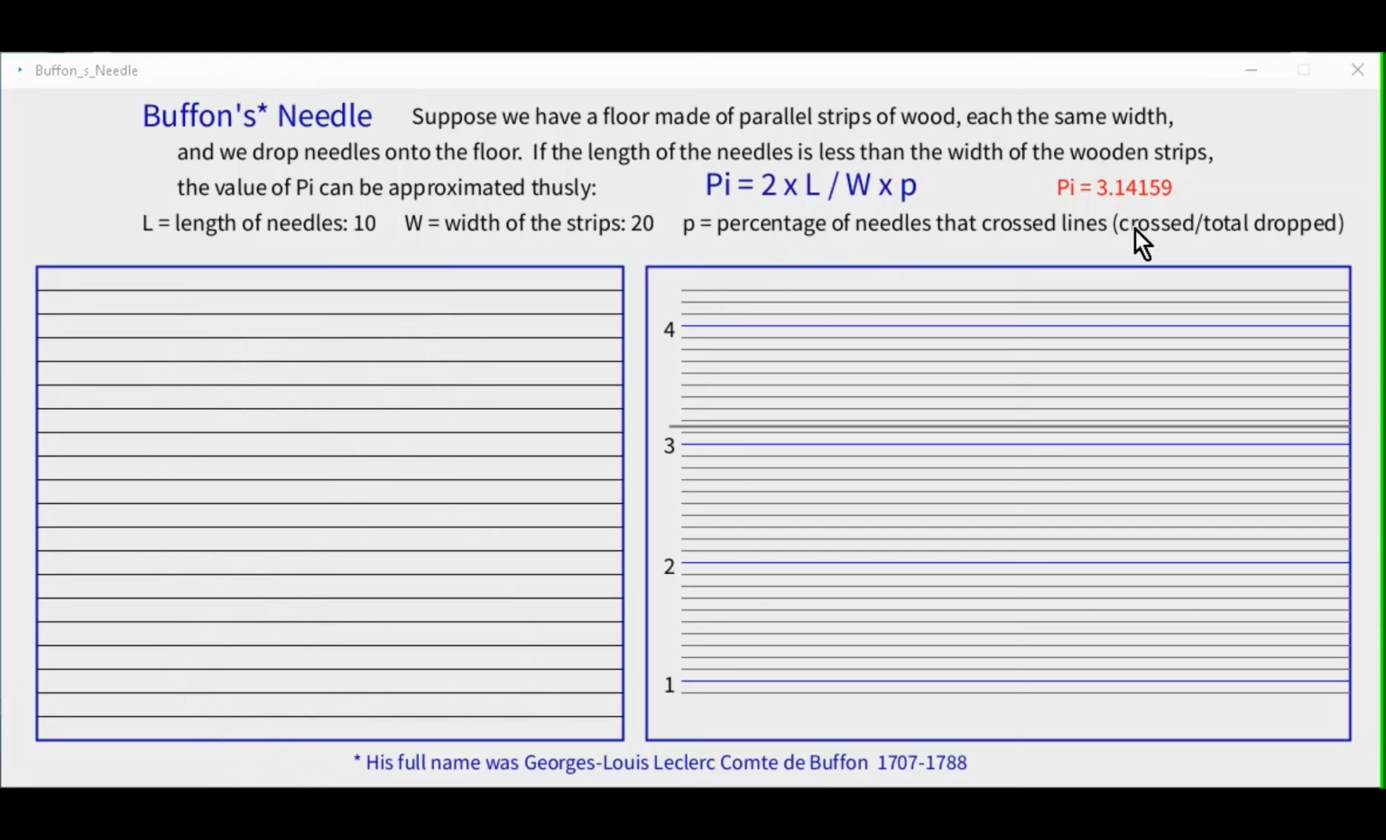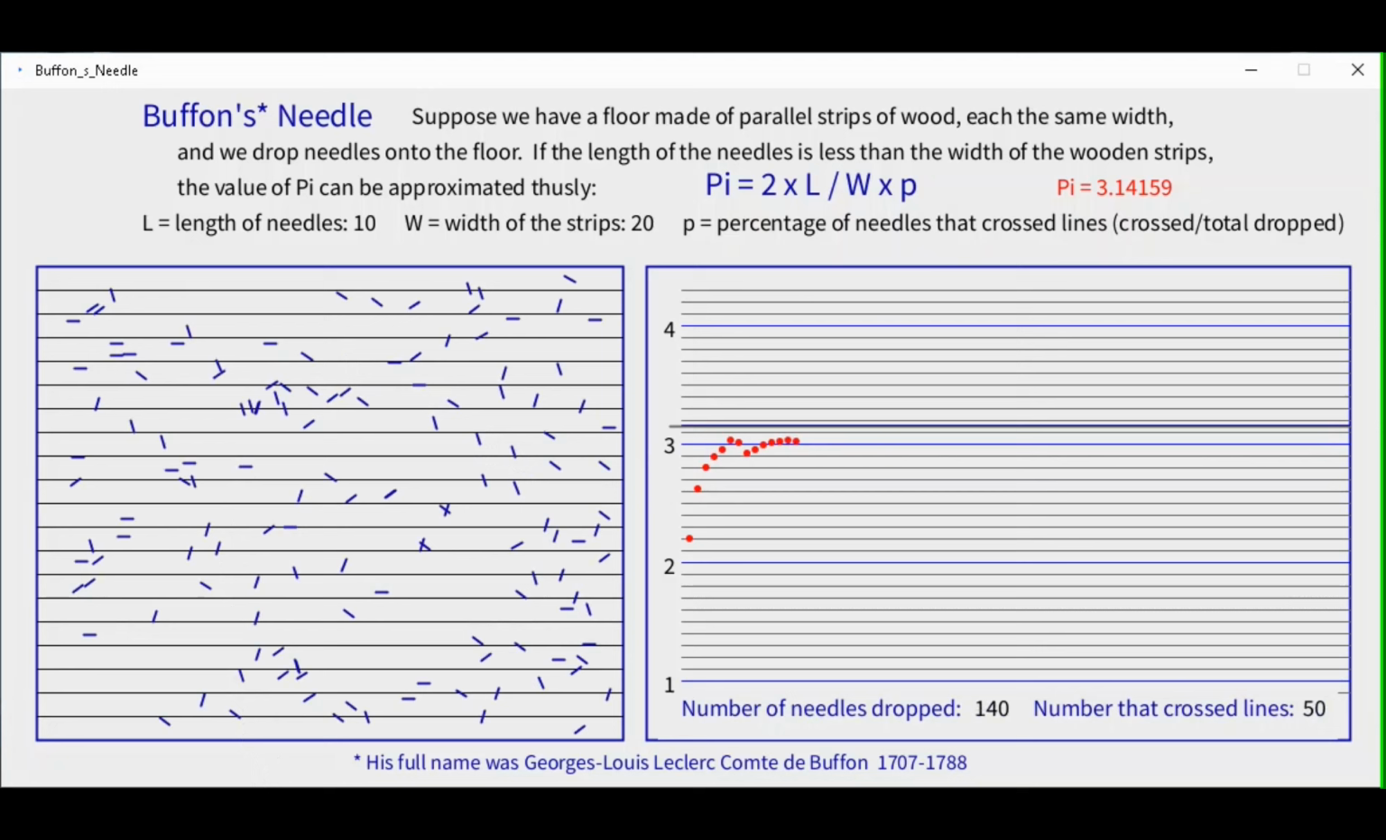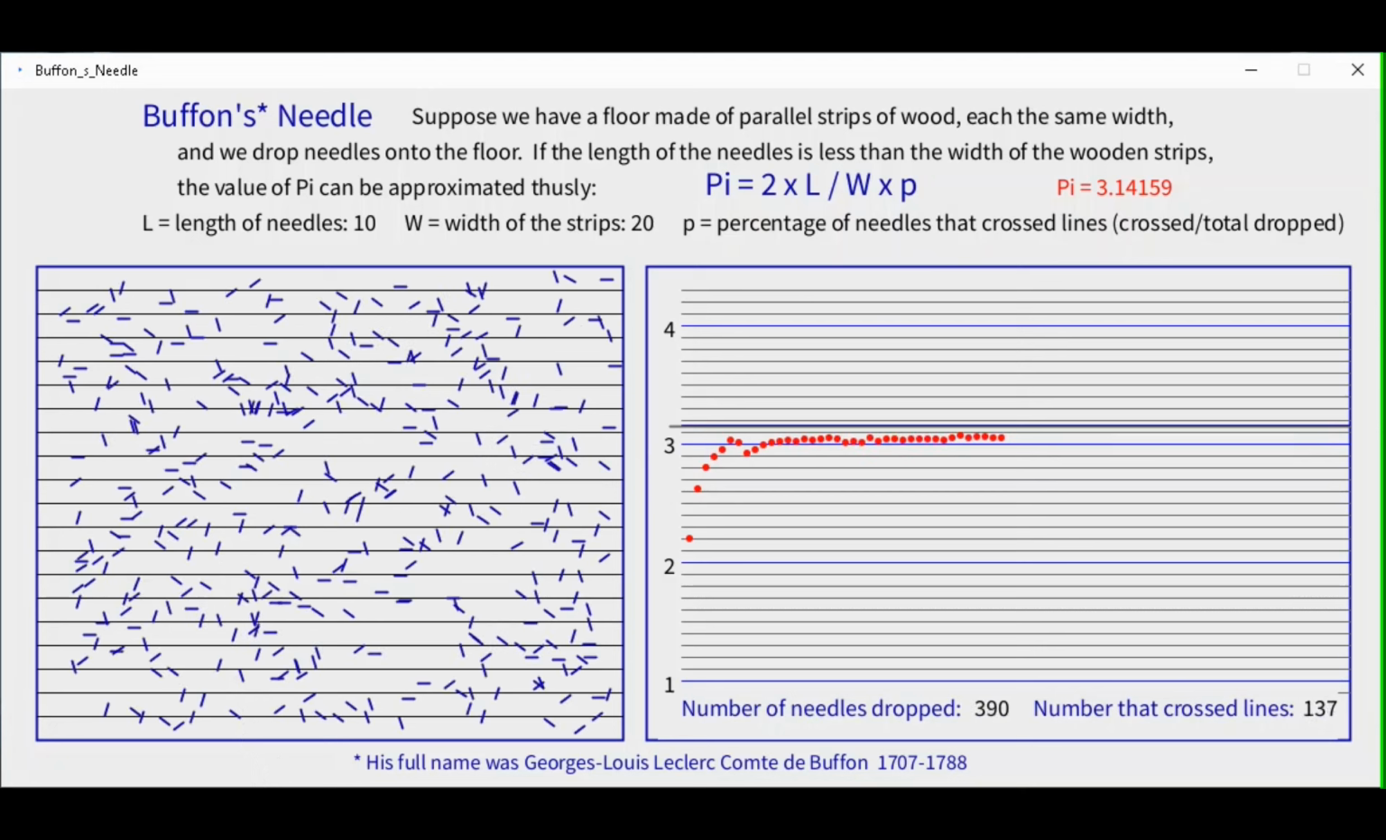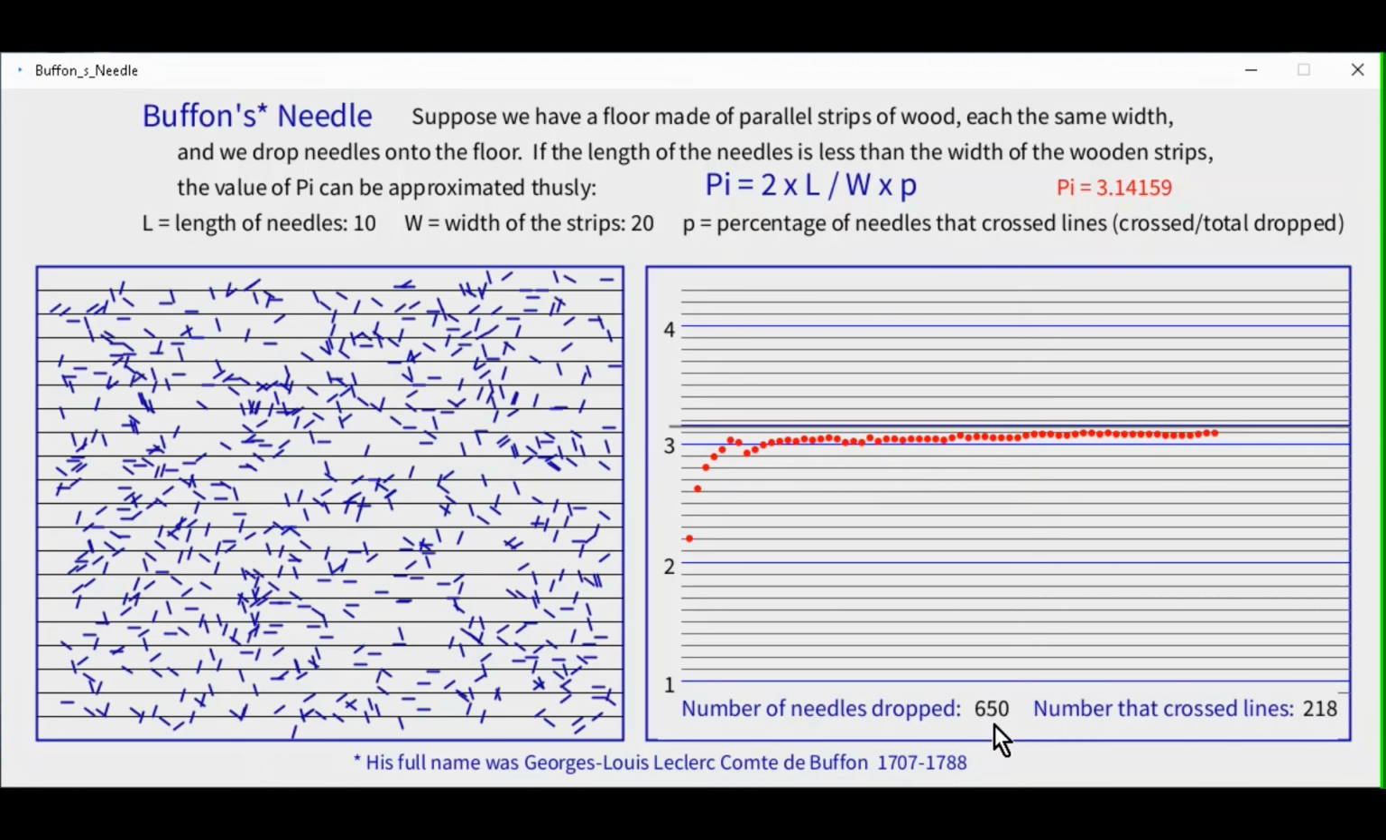And that percentage is found by taking the number of needles that actually land on lines, taking that number and dividing it by the total number of needles that were dropped. And I have it set to drop 810, and so the percentage would be 261 divided by 810 times the width of the slats, which is in this case 20.